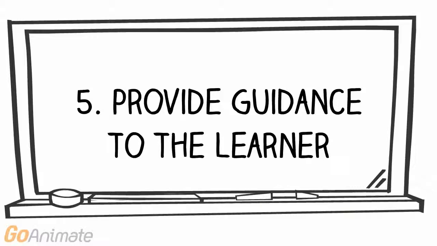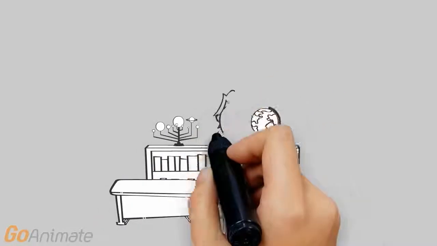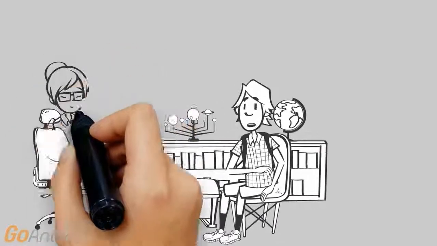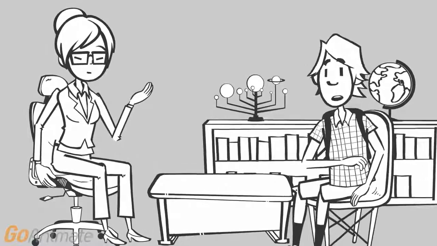Step number 5 is to provide guidance to the learner. Students should be provided with guidance in order to cut down on frustration during learning activities. This can be in the form of one-on-one coaching or Q&A, rubrics or cheat sheets, anything that would be useful in providing both structure and guidance to the learner.